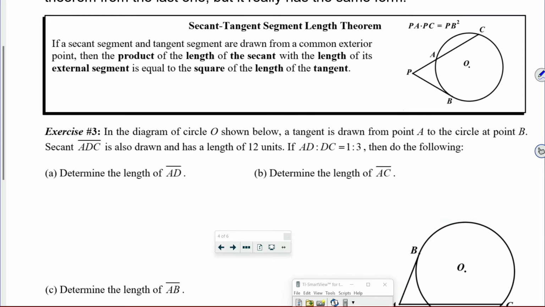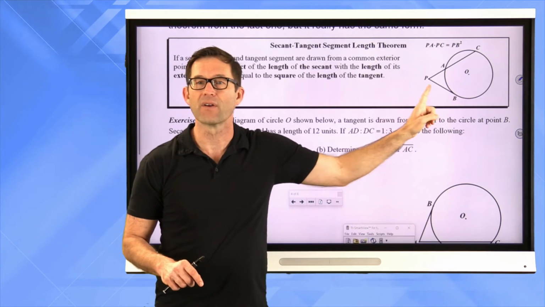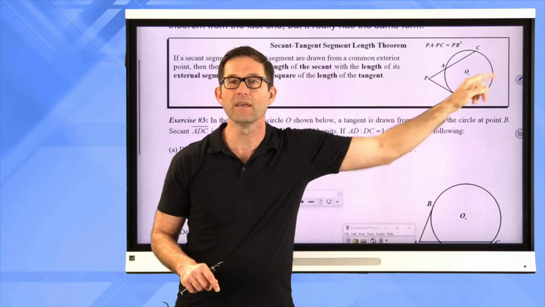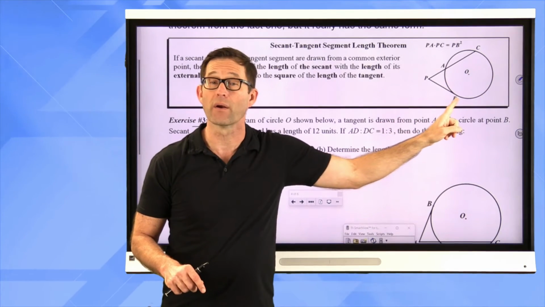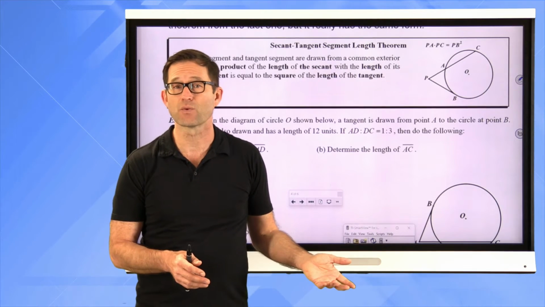If a secant and a tangent segment are drawn from a common exterior point, then the product of the length of the secant with the length of its external segment is equal to the square of the length of the tangent. So in other words, if I've got this secant and I've got this tangent, I'm now saying that PA times PC is equal to PB squared. And I actually make the claim that this is just the same theorem as the last one, right?